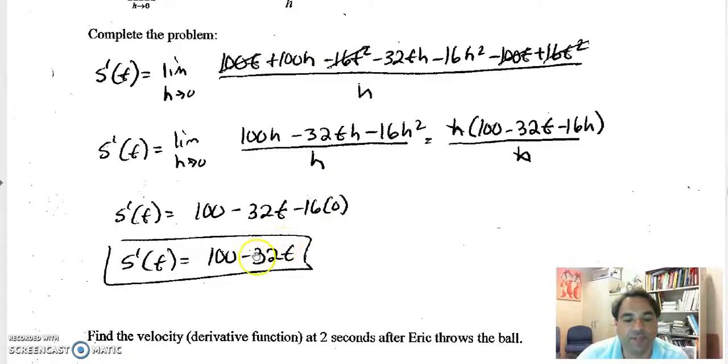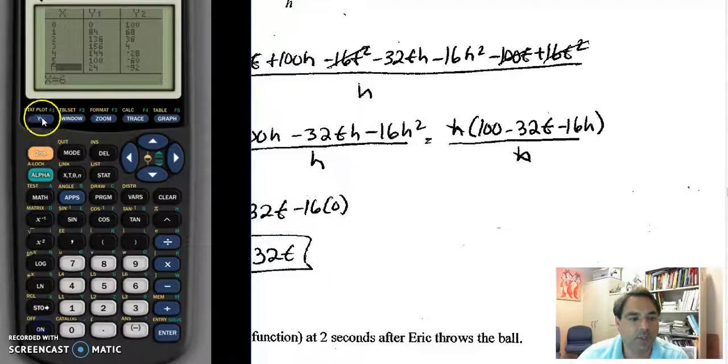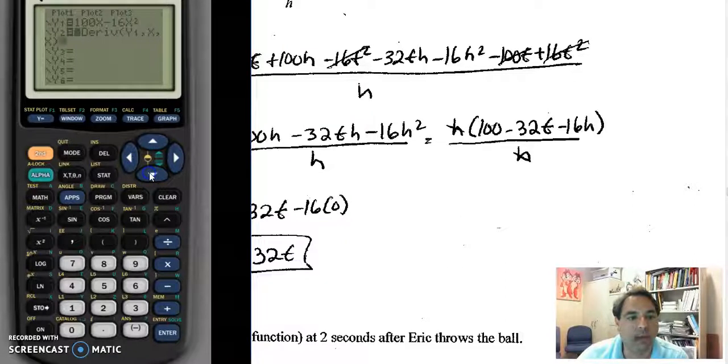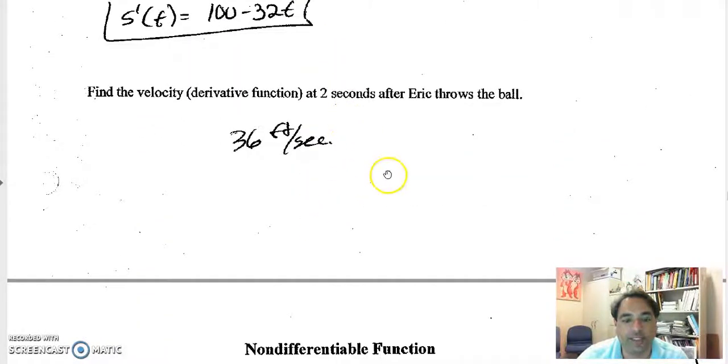Here's the derivative function. Now, to kind of prove that, I'm going to go back to my calculator, go to y equals, and in y3, I'm going to put 100 minus 32x. Now, this is the calculator doing the derivative. This is our derivative function. When I go to the table, you'll notice that y2 and y3 have the same values. You found, using algebra, the derivative function instead of just using the calculator. You get the same values. So that's where we get that 2 seconds from.